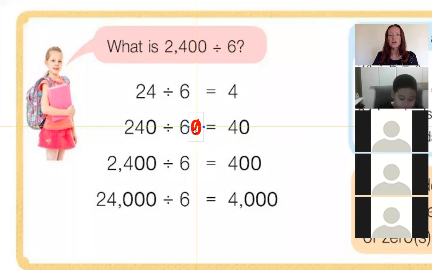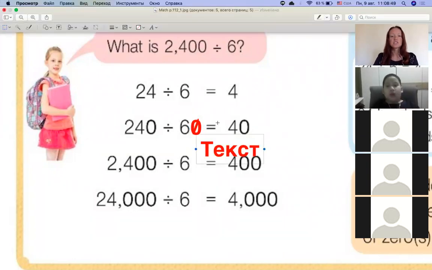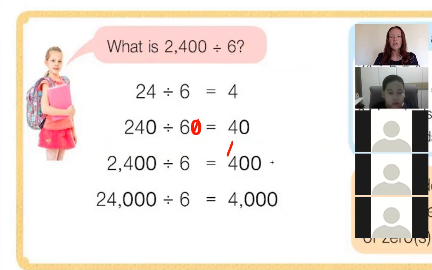If you cut the equal number of zeros, you cut this 0 and you cut this 0, right? And 240 divided by 60 is equal to 4. Yes. In division, you cut zeros. So cut zeros, the number of zeros.